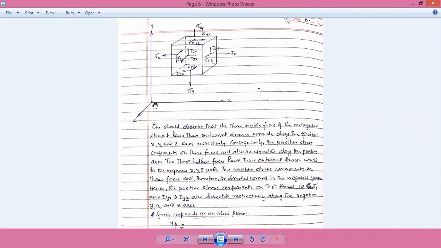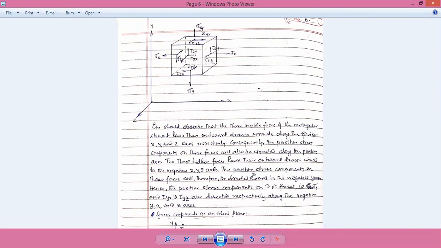So we know, if this is the origin O, from O rightwards is the positive direction of the x-axis, O towards us is the positive direction of the z-axis, and O above is the positive direction of the y-axis. So all these forces here are acting along the positive direction of the x-axis.